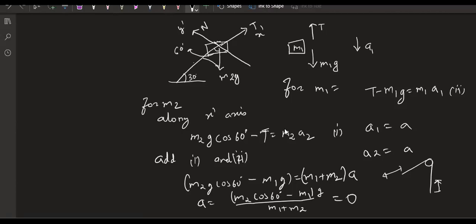Understood? Why it will be 0? Tell me. Because M2 is 20. Yes or no? M2 is 20 and cos 60 is 1 by 2. So 20 into 1 by 2, 10. 10 minus 10, 0. Yes or no? Got it?